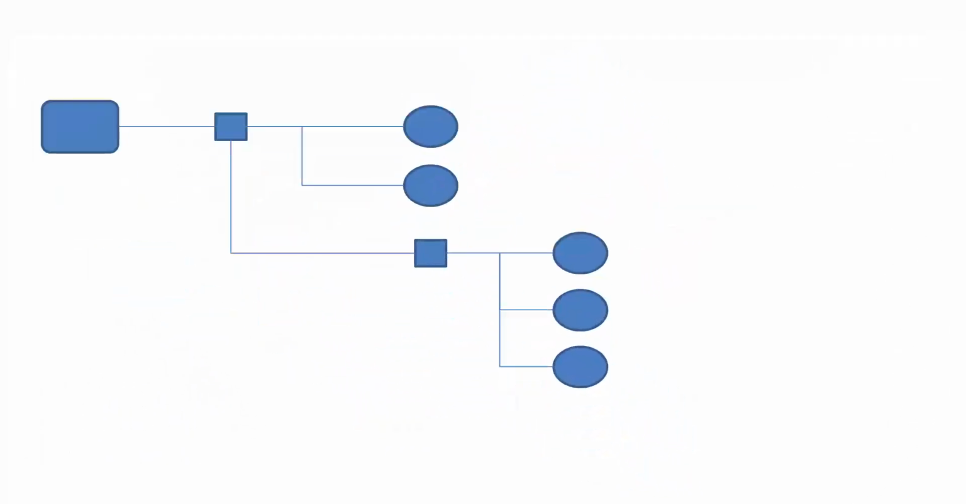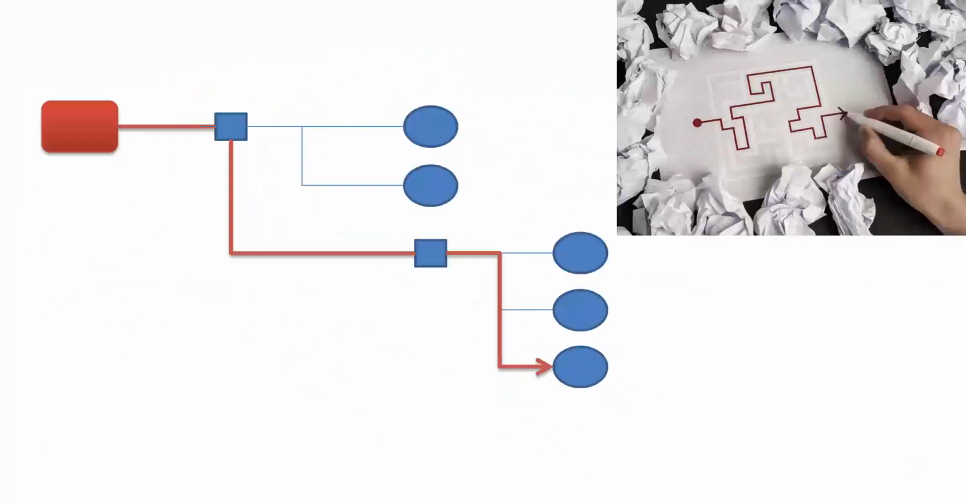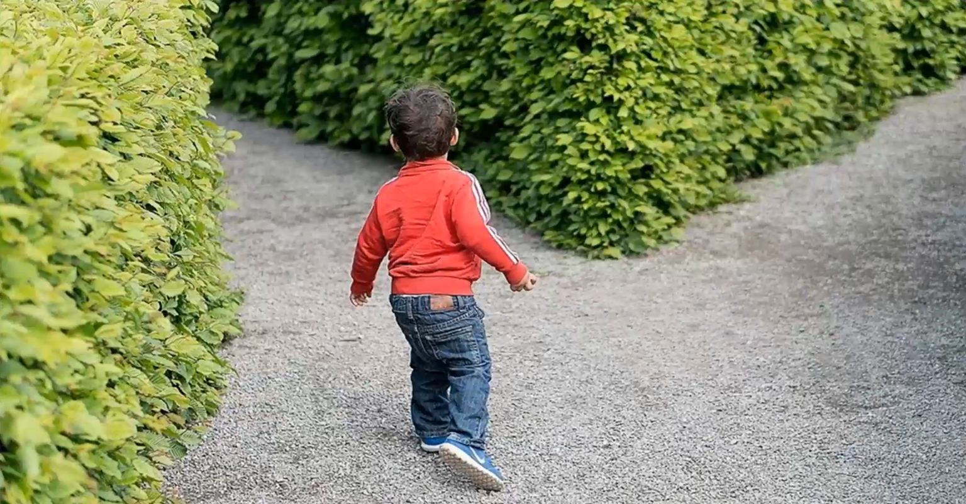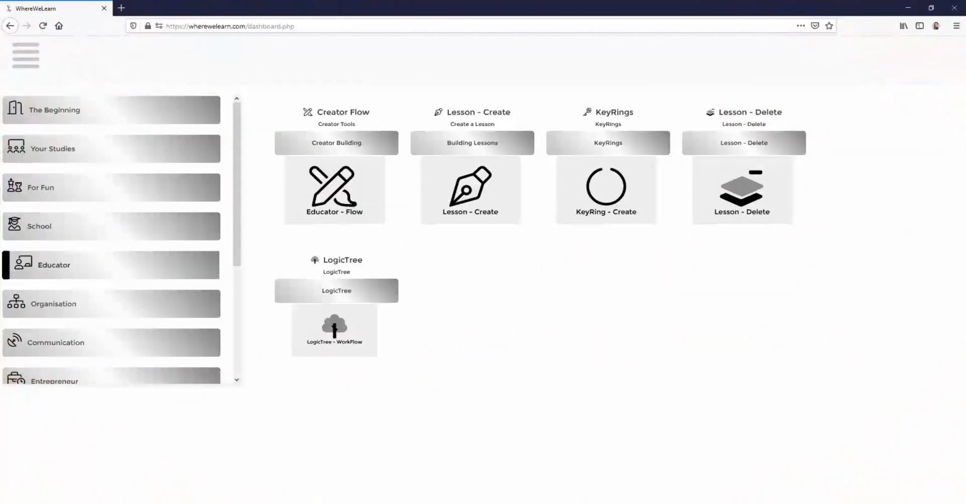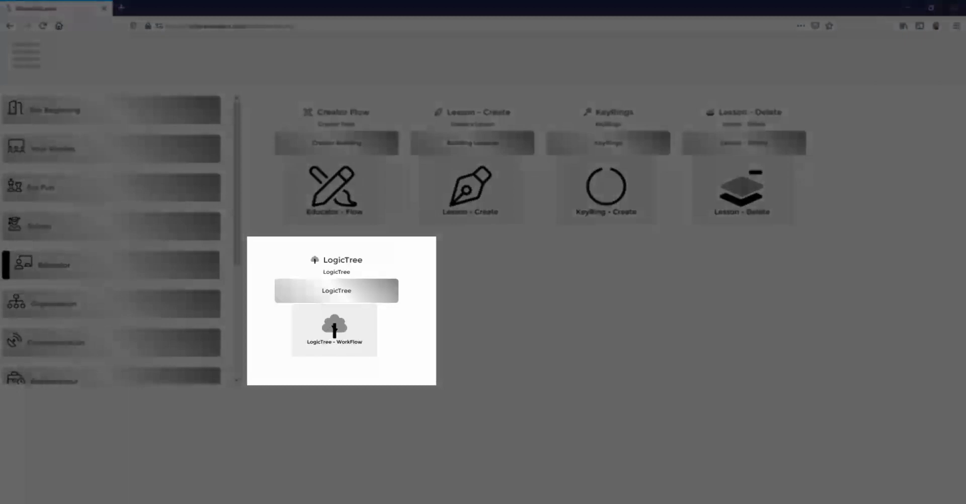Without too much imagination, we reorganize things to be a little tidier on the page. Like a maze, you can navigate the branches and leaves. This is easy enough when you're looking down on the veritable maze of pathways. But please consider, how does your perspective change when you're in the maze and you can't see all the answers from above? Where We Learn introduces the LogicTree tool as part of the Educator's Toolkit, alongside the ability to build lessons, quizzes, and keyrings amongst many other educational tools.